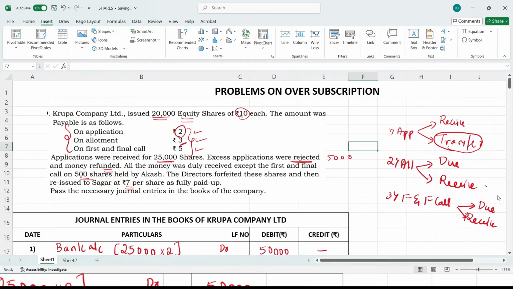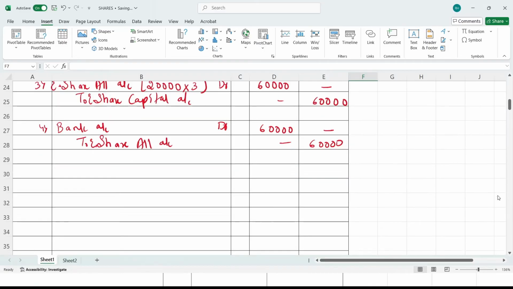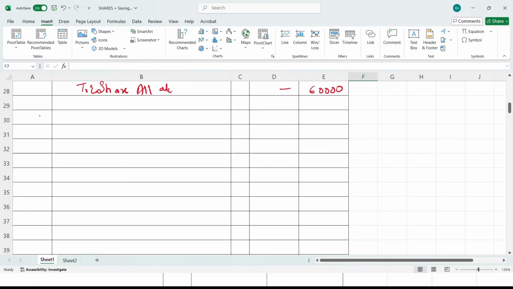First and final call: again pass the due entry. While passing the due entry, which account is to be debited? Which account is due, that should be debited. Equity share first and final call account debited to equity share capital account. So how many shares? 20,000 into what is the share price? For first and final call, it is 5 rupees. 20,000 into 5 is 1 lakh, 1 lakh.